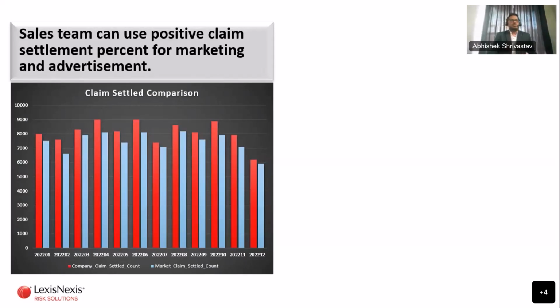So on the basis of this insight, they can get some new customers, they can have a huge impact on the business as well. So even this kind of insight, kind of a positive insight, can be captured with the help of the data warehouse.